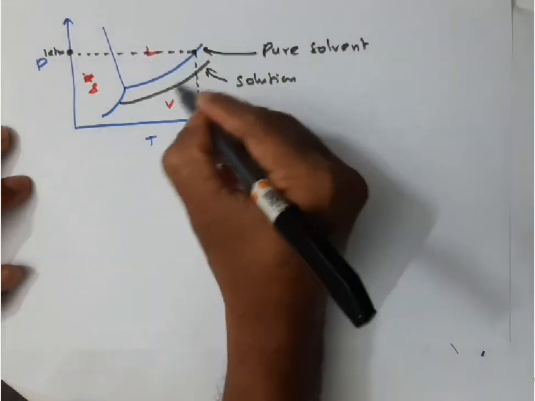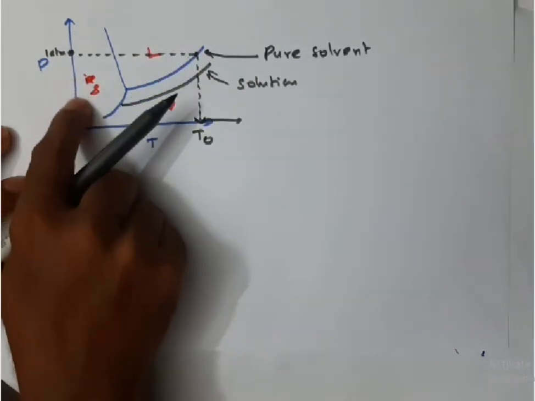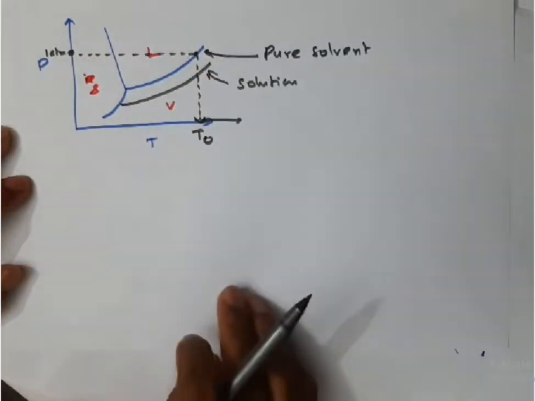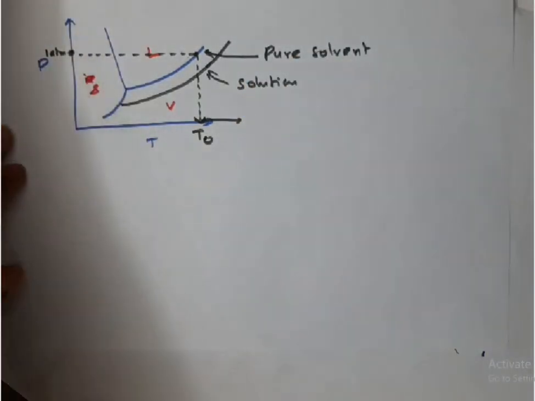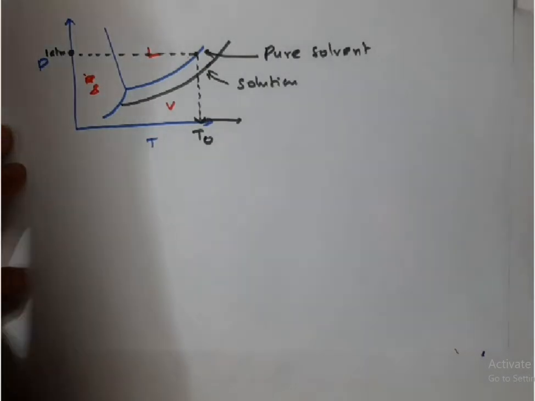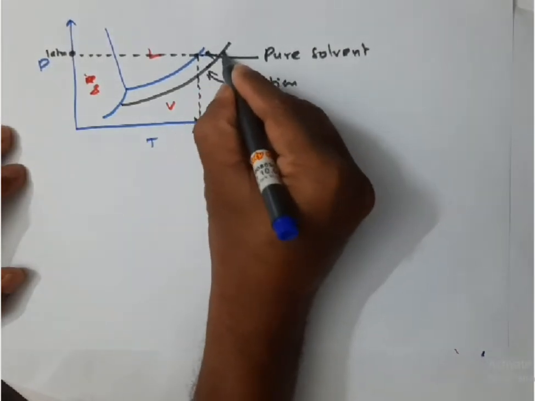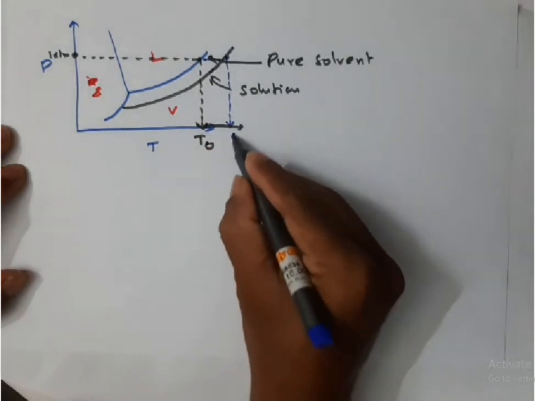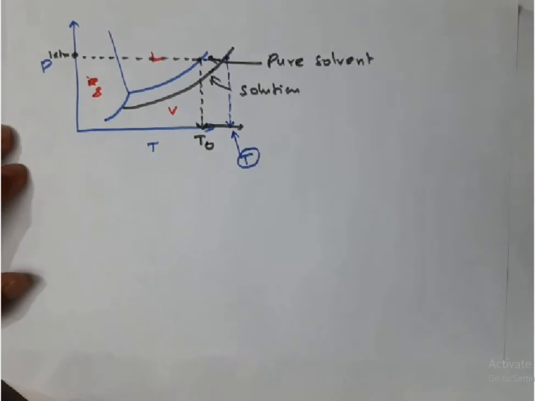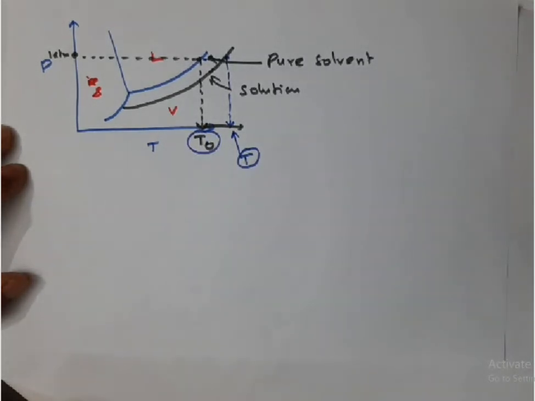Why is this curve lower than this? Because if you add a non-volatile solute, the pressure will decrease, right? And this line will go like this. Now, what is the boiling point of solution at 1 atmosphere pressure? Just extend the straight line here, and this point is the normal boiling point of solution. Let me represent that as T. T is the normal boiling point of solution. T0 is the normal boiling point of pure solvent.